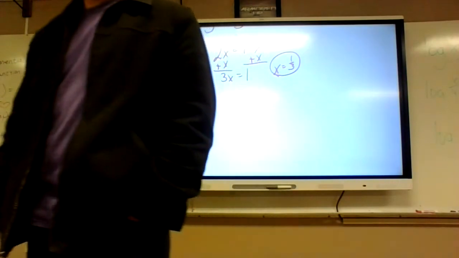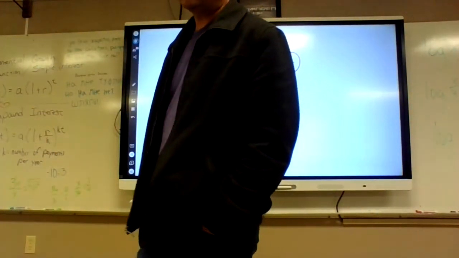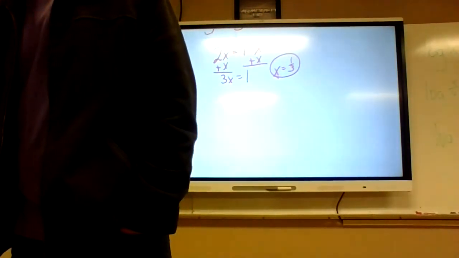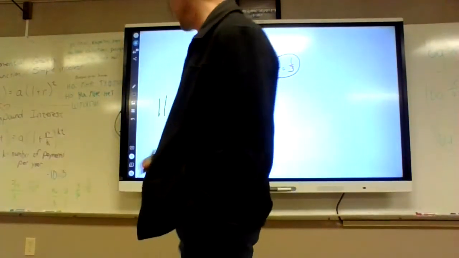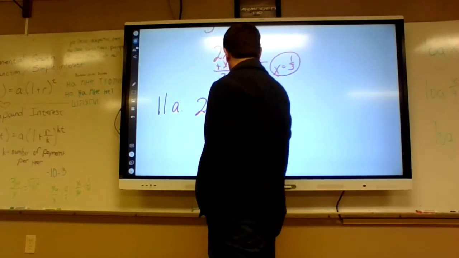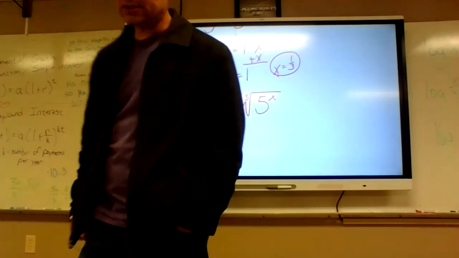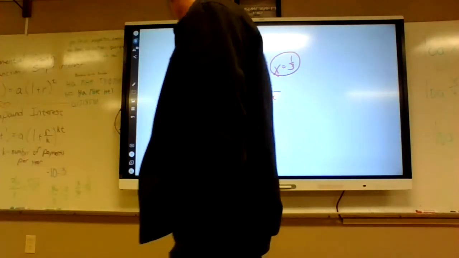11a, 25 to the x. I'll leave the b for you guys. 25 to the x equals the fifth root of 5 to the x. Okay, did I copy that right? Yes, I did.